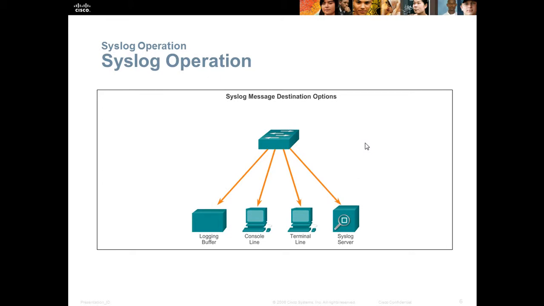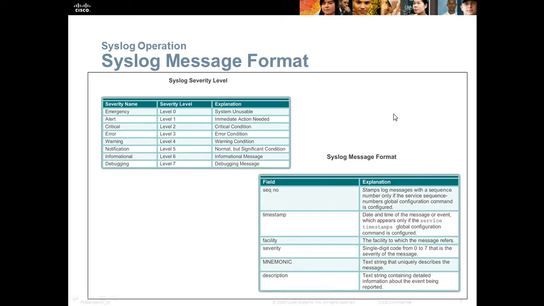Syslog operation. As you can see in this presentation, we have syslog message destination options: a logging buffer, a console line, a terminal line, and a syslog server. These are the different message formats of a syslog. We have severity names like emergency, alert, critical, which are identified by severity levels such as level 0, level 1. In explanation, level 0 is system unusable, level 1 is immediate action needed, level 2 is a critical condition.